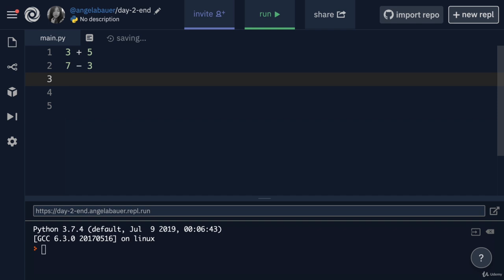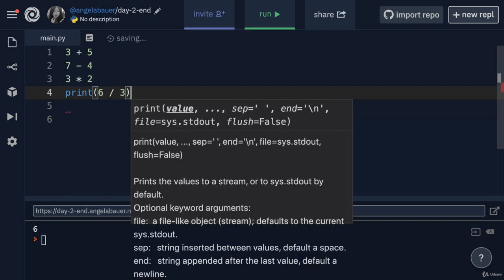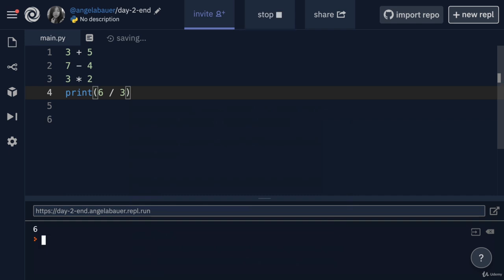So 7 minus 3, you would just use the minus sign. But then when you get to multiplication, it's a little bit weird. Instead of using the x or some sort of time symbol, you actually use the asterisk. So you would say something like 3 asterisk 2, and that would be 3 times 2. Now the final one is division, and that's done using the forward slash. So 6 divided by 3, and when that prints out, it'll give you 2.